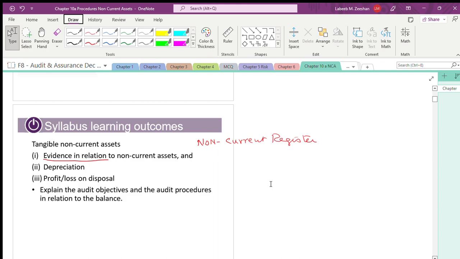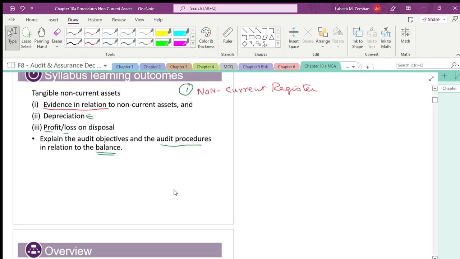What about non-current assets? For non-current assets, evidence relates to the non-current asset register. This is the first and foremost source of evidence. Next, we are talking about depreciation of non-current assets. Sometimes we will sell, and when we are replacing or selling assets, we will have profits and losses. The auditors have to check these three points technically. Explain the objectives and the procedures in relation to the closing balance.